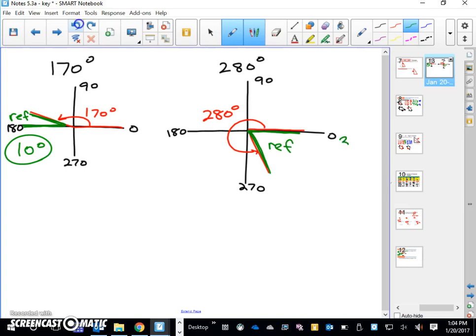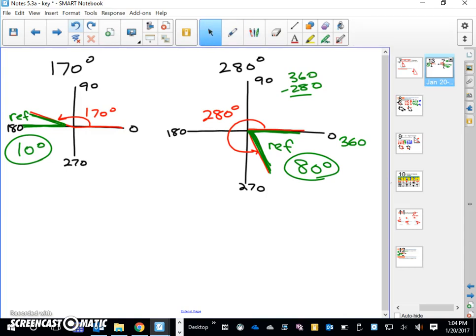Maybe we need to think about going all the way around being 360 degrees. Your question becomes, how far away is 280 from 360? That's 80 degrees. Mathematically, maybe you're doing 360 minus 280. I don't know if I'd get hung up on that kind of thing. I think it's going to be easier for you to just say, how far away from the x-axis am I? I'm 80 degrees before I get to 360.